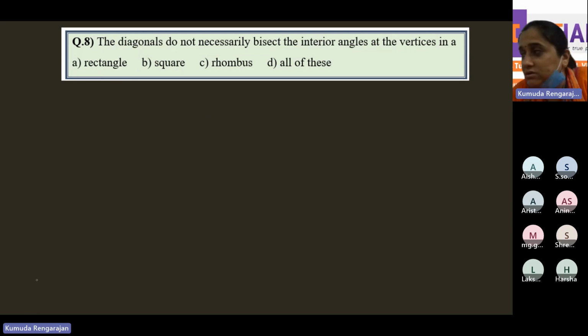But it's a property, children. You have to memorize the properties. We did them in the first class.